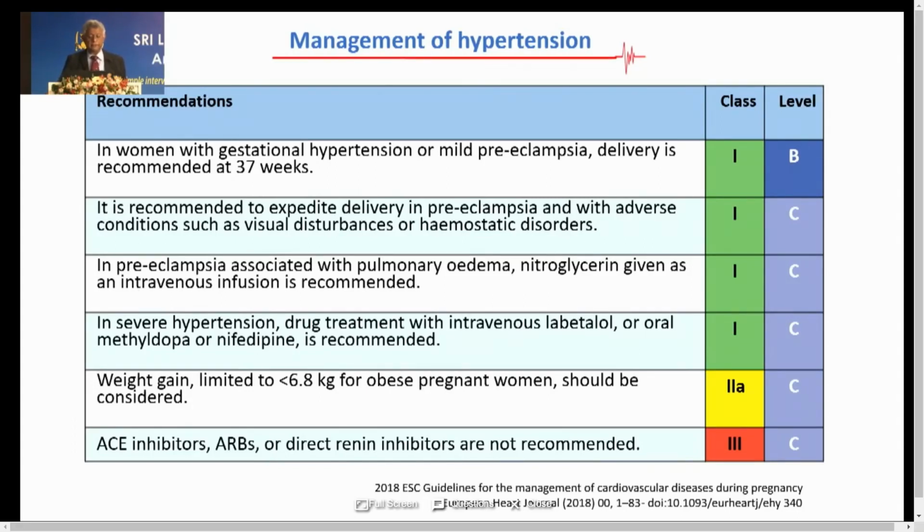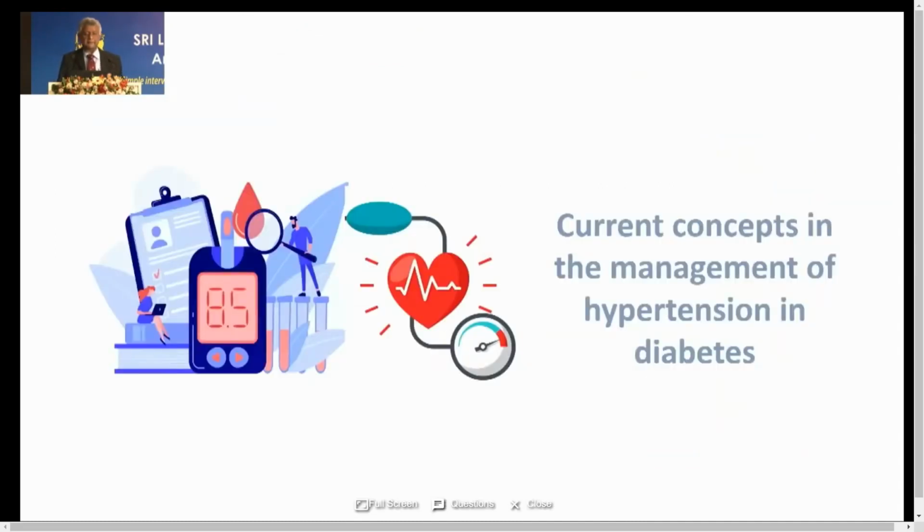You have to reduce the weight gain in pregnant women with hypertension. ACE inhibitors and ARB blockers are contraindicated.